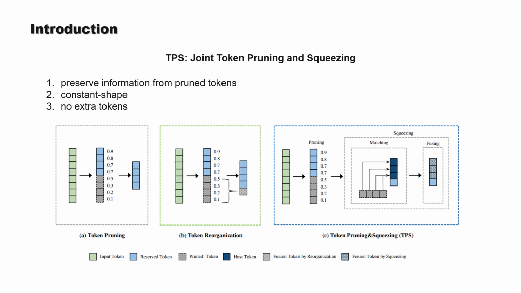Here, we'd like to introduce our TPS. More specifically, the figure below compares our TPS with prior token pruning and token reorganization. Our TPS preserves information from pruned tokens by squeezing them into reserved tokens dynamically. Notice that we also maintain the constant shape of pruned models and bring no extra tokens.